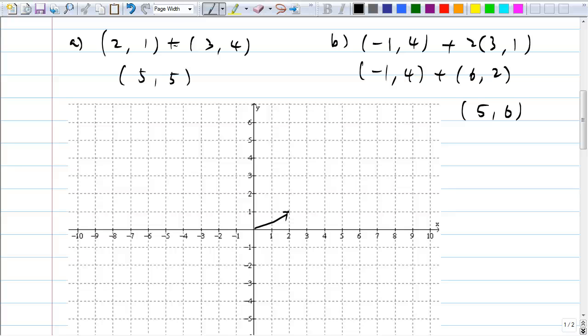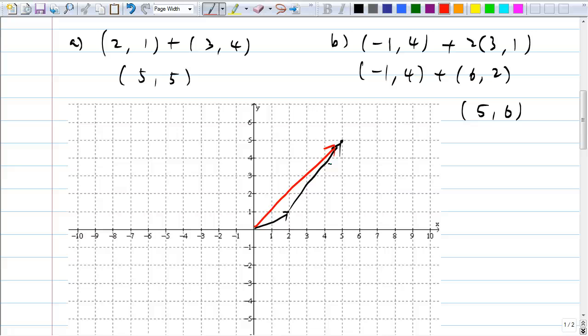And then how am I going to draw my second one? 3, 4. So I end up here. From here, what do I do, guys? Go to the right 3 and up 4. 1, 2, 3, 4 there. Okay, and here's my second vector. And let me do the resulting vector with the red one. Here we get what? 5, 5. Isn't that what we get? Does that make sense?